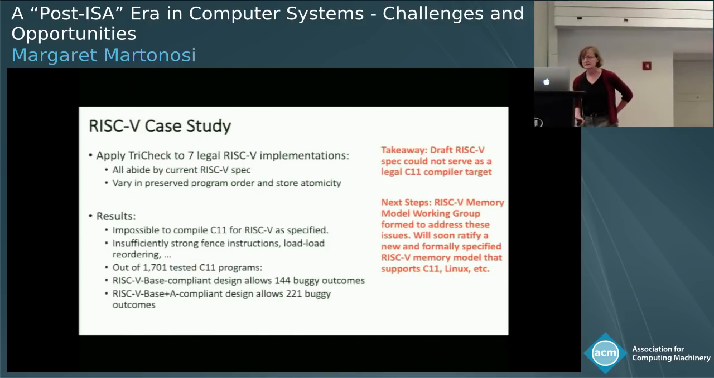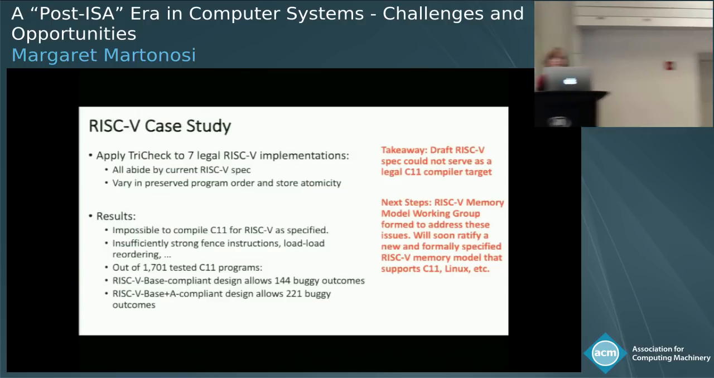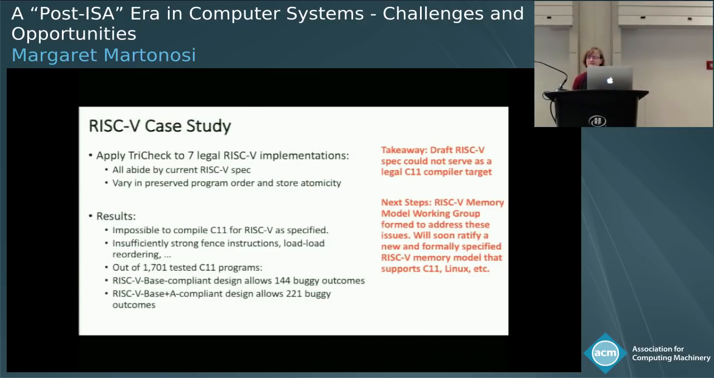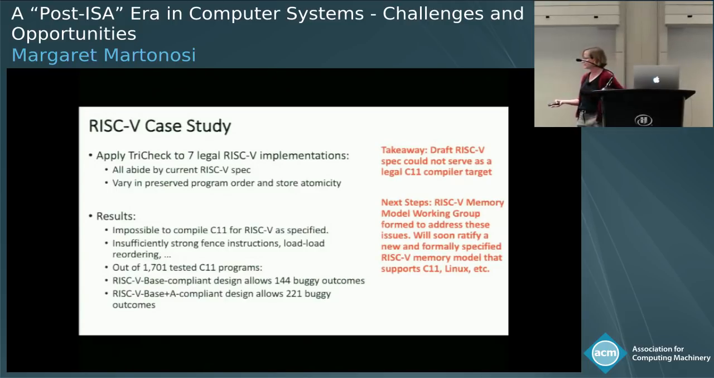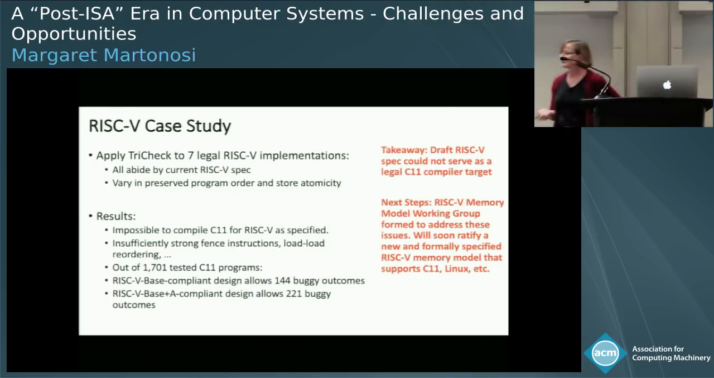So of these 1,700 or so C11 programs that we tested, you can see the results. There were 2 variants of the instruction set available at that time, a base and a base plus atomic. And depending on which of those variants you were running on, you got some number of buggy outcomes. And I should stress that you don't need a separate bug fix for each of the 144 buggy outcomes, right?